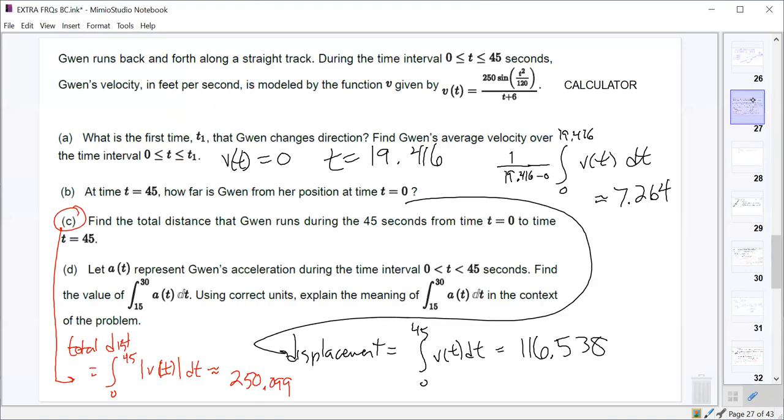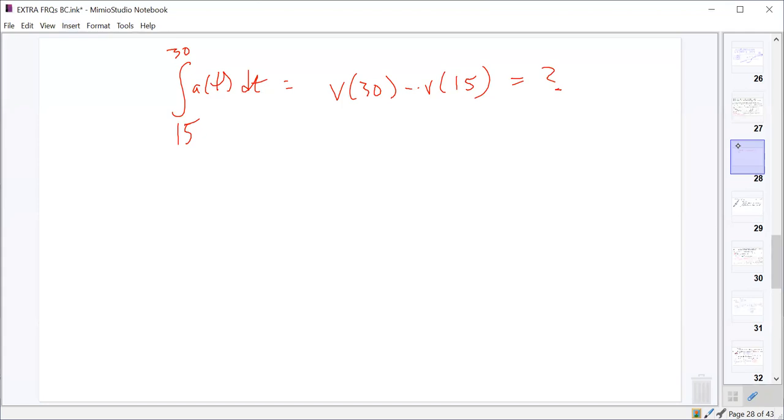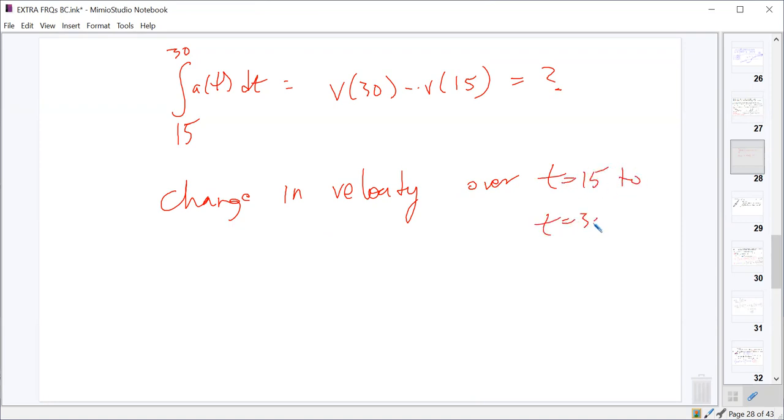Did it ask us to explain that or no? Yeah, explain what the meaning of that is. So we're integrating acceleration. And so, acceleration is just the change in our velocity. And so if we integrate the acceleration from 15 to 30, that's just whatever the change in her velocity is over t equals 15 to t equals 30.